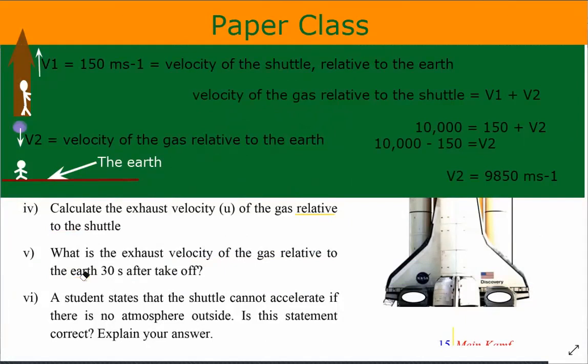Right. So question number 6. Can you see it here? I think you are able to see question number 6. Can somebody read Roman number 6? Unmute the mic and read Roman number 6. A student states that the shuttle cannot accelerate if there is no atmosphere outside. Is this statement correct? Explain your answer.